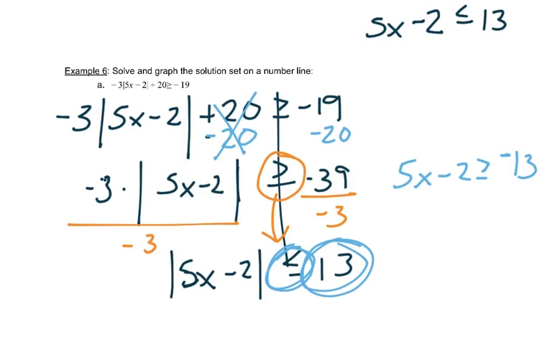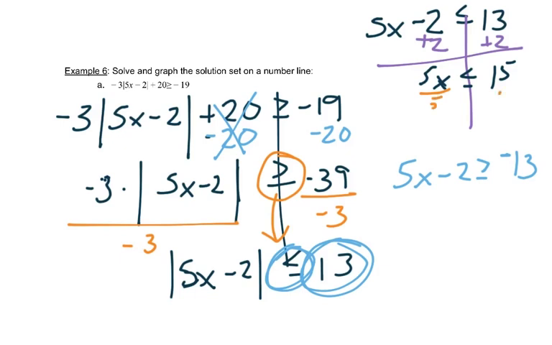So we'll solve this top one first by adding 2 to both sides. So then we get 5x is less than or equal to 15. Divide both sides by 5. It's a positive 5, so it doesn't change the symbol. So we just get x is less than or equal to 3. And we'll come back to that in just a second.